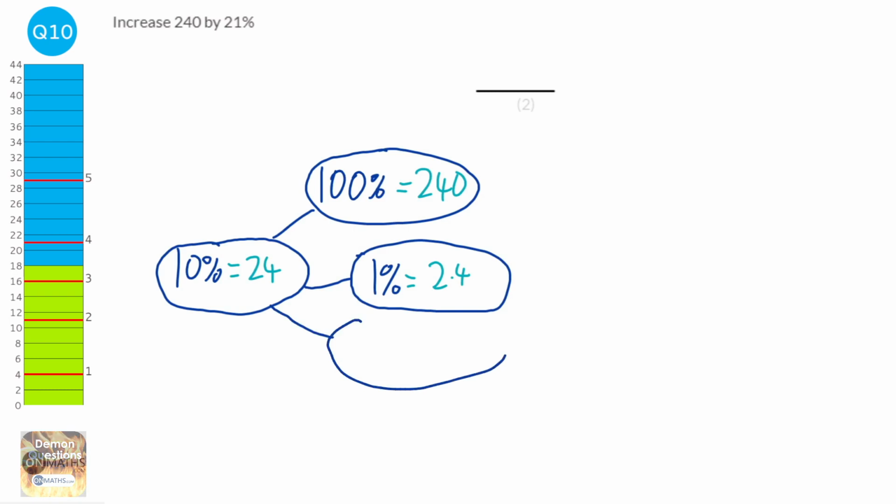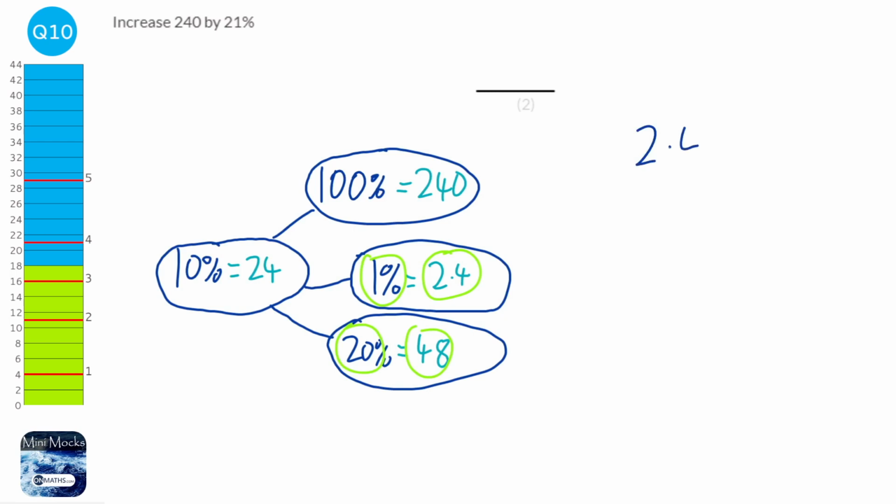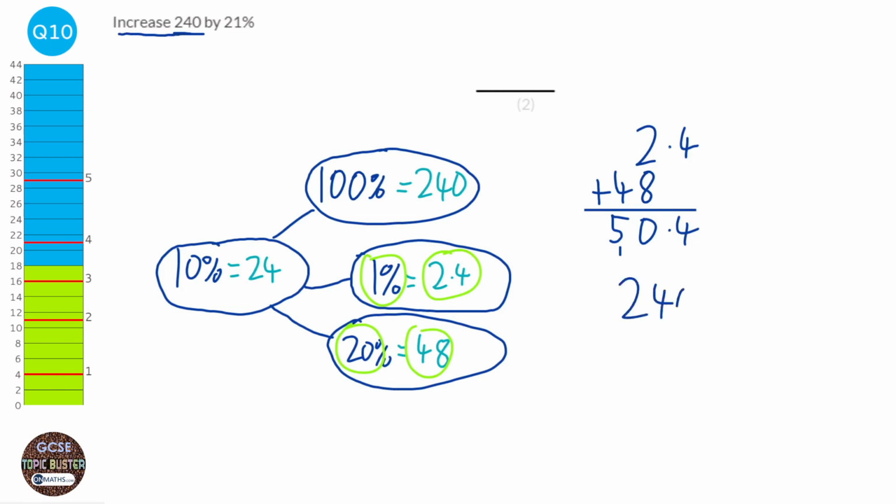And then we need to find out what 20% is. And 20%, we just double the 10%, so it would be 48. And so 21% is this plus this, because 1 plus 20 is 21. So we add these together, so 2.4 plus 48. Probably don't need to do this formally, probably do this in our heads. So 50.4, but it says to increase 240 by that amount. So we need to get 240, and we need to add the 50.4.